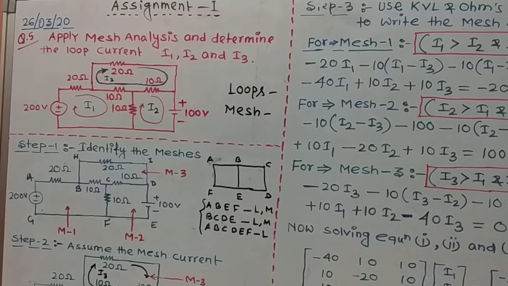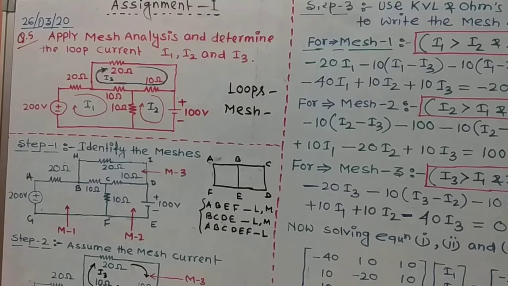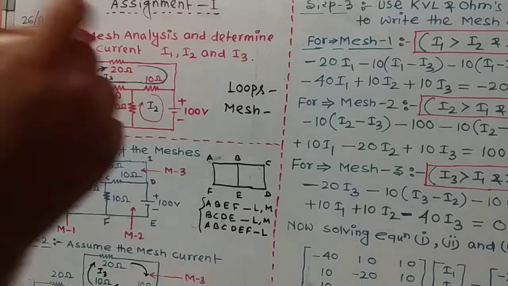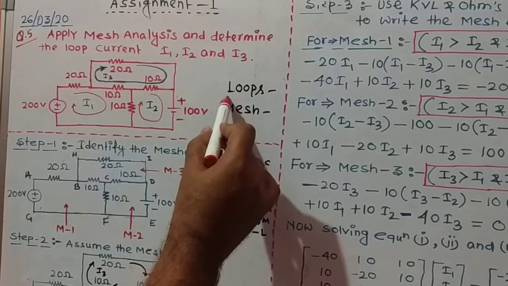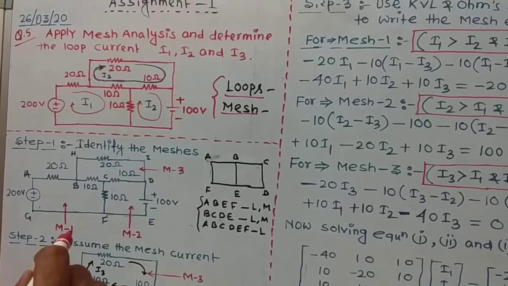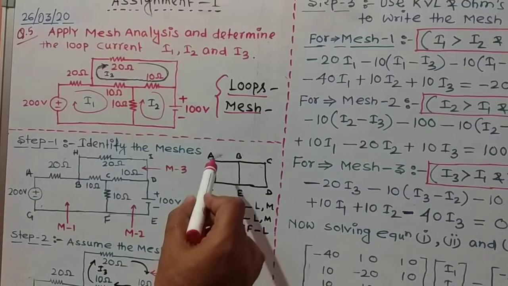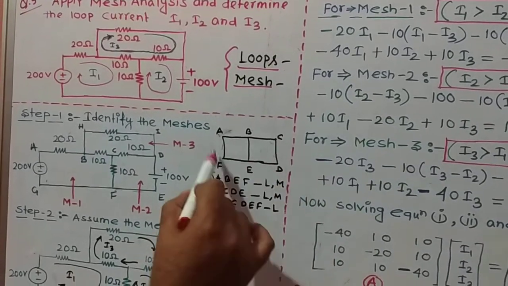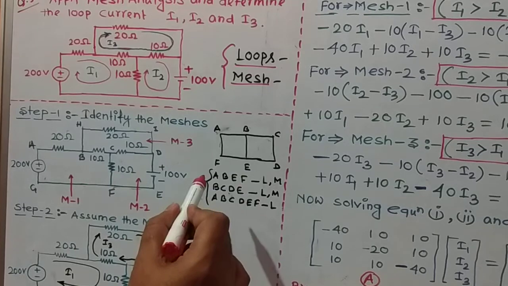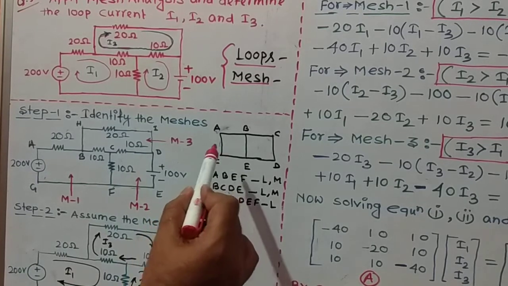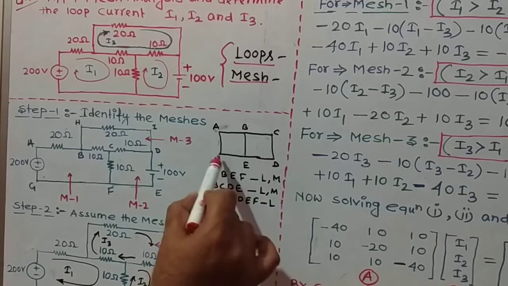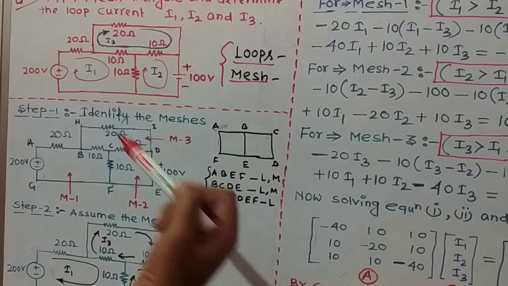A mesh is a loop that does not contain any other loop within it. You can concentrate here on the black, it is loop and mesh. What do these two terms mean? I have taken one simple circuit. Assume this is your circuit or network. Loop means it is a closed form of a circuit. Any way you can make a closed form can be considered as your loop.